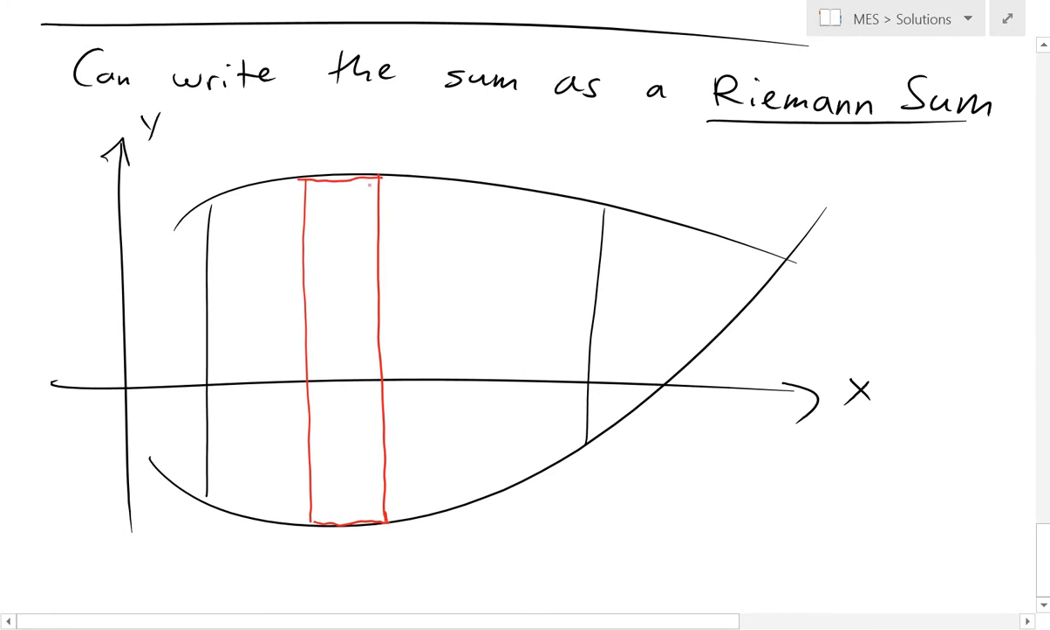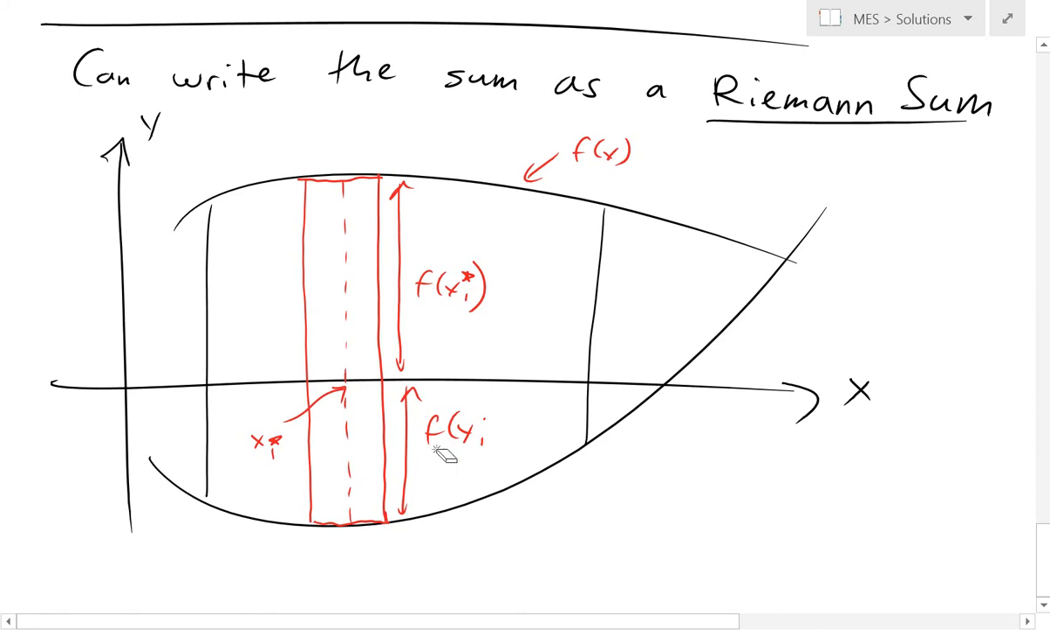So this point right here, and if we draw in the center here, I'll just do this generically, x i with a star on top. Now this x i star just denotes it could be anywhere. We could decide left endpoint or right endpoint or center, etc. And then as you can see, this height right here, if this was f of x, this would be f of x i star.